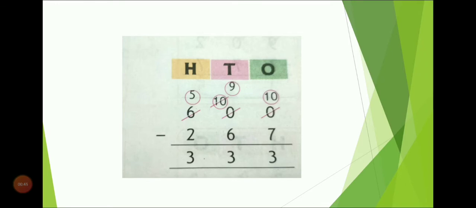Then we will subtract 200 from 500. We will get 300. So we will write 3 under the 100 column. So students, it means 600 minus 267 is equal to 333.